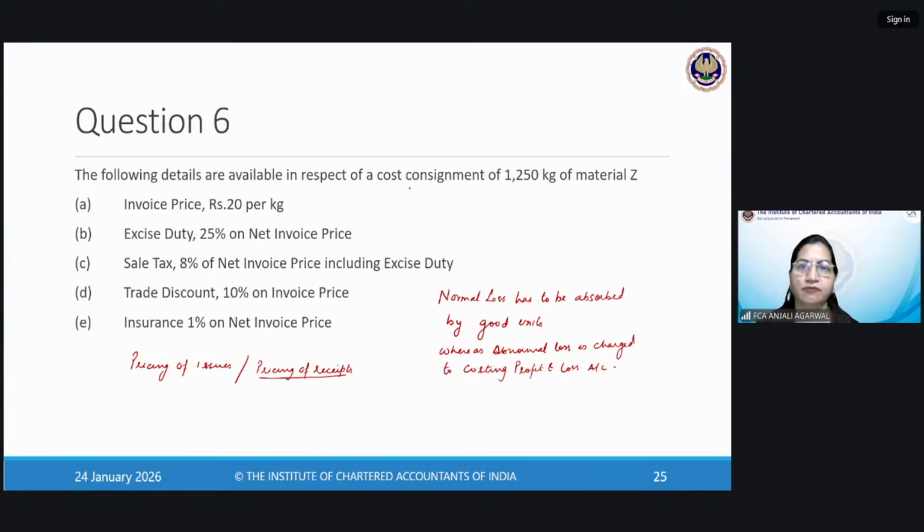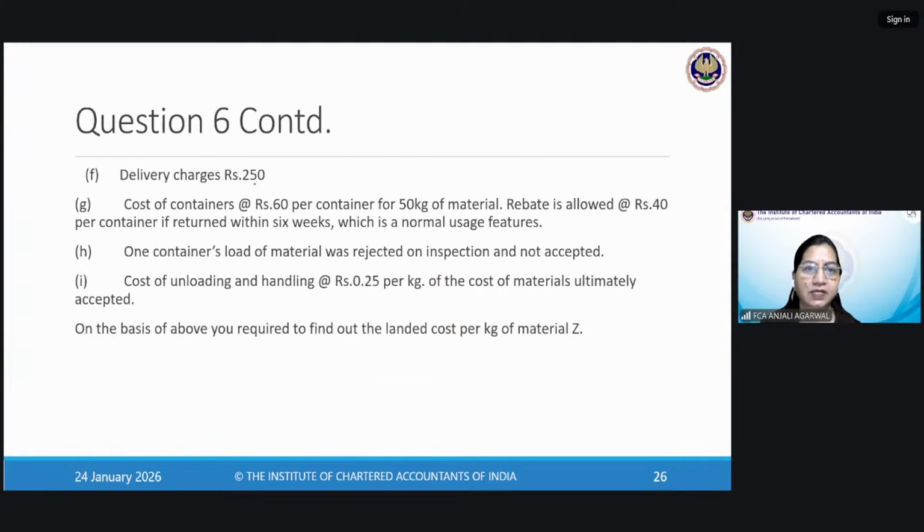So when you have any consignment coming in your organization, if there is a price for that, if you have to pay excise duty on that, sales tax, discounts are deducted. You don't pay the trade discounts, so that should not be part of the cost of the product. Insurance is a cost which should be a part of the product or the raw material. Delivery charges is a direct cost. It is also normal, so this should also be a part of the product.